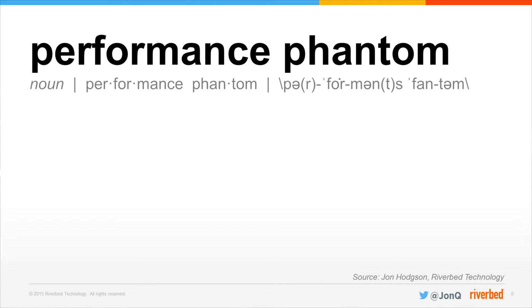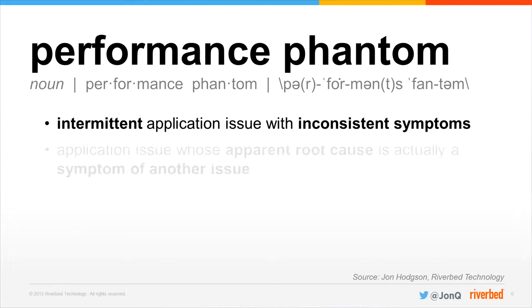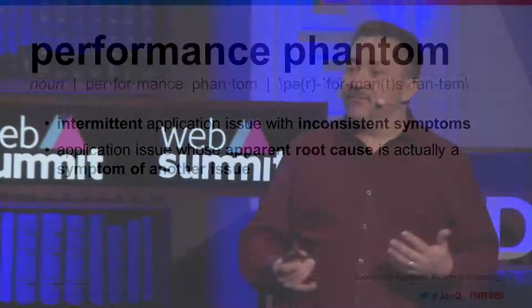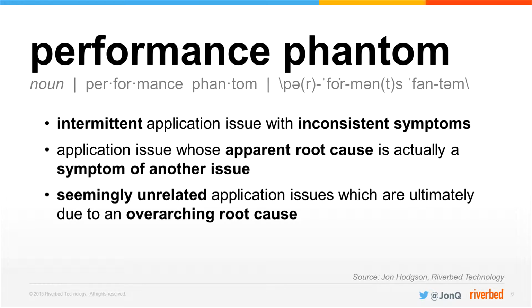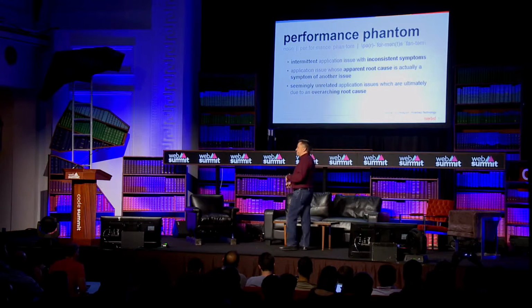So how this ties into our jobs as developers and performance analysts: this term, performance phantom, is my term, which describes intermittent application issues which have inconsistent symptoms. And that word inconsistent is critical. Issues whose apparent root cause actually winds up, once you've figured it out, to be a symptom of another issue. And a seemingly unrelated set of application issues which ultimately are due to an overarching root cause. So it looks like many different things, but in fact it's actually one common thing.